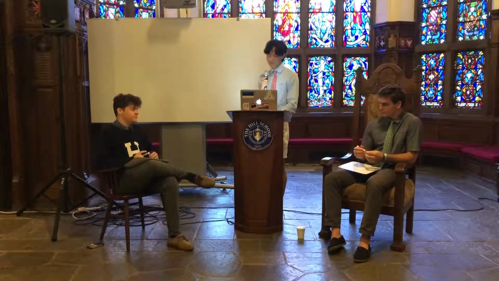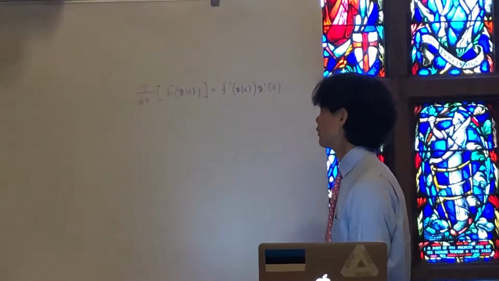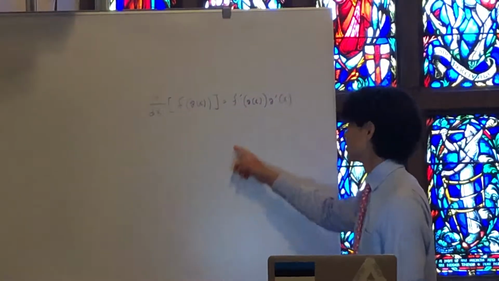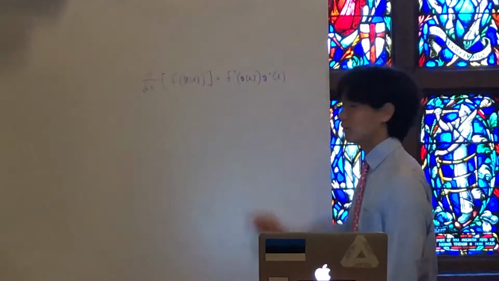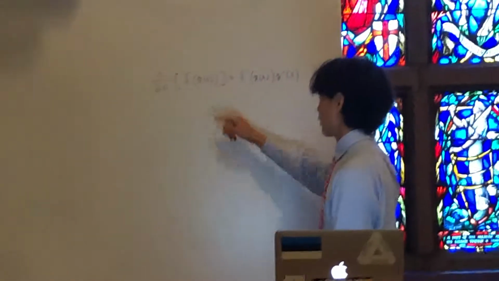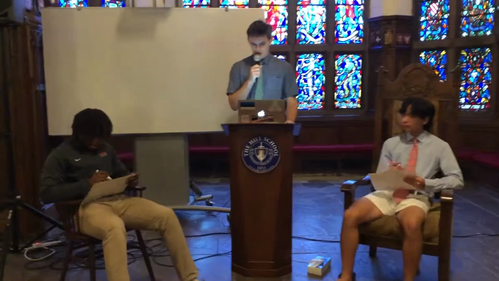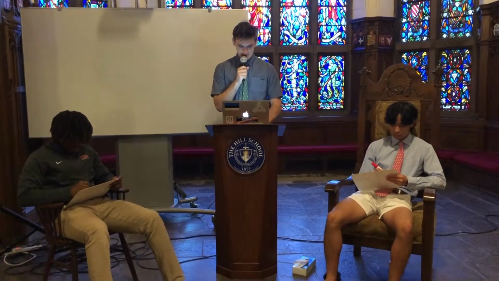And in order to solve the chain rule, you have to take the derivative of the outer function first. So that's f, derivative of f of g of x, and you take the derivative of the inner function g of x.